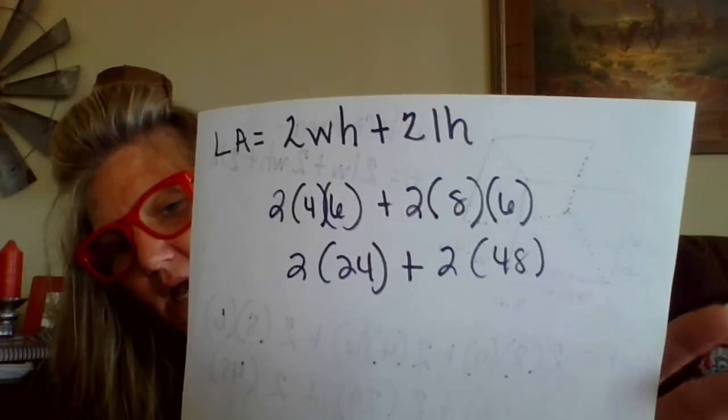Now I'm going to multiply my 2. 2 times 24 is going to give you 48, plus 2 times 48 is 96. Now, add 48 plus 96. You're going to get 154. Oh, what did I do wrong?